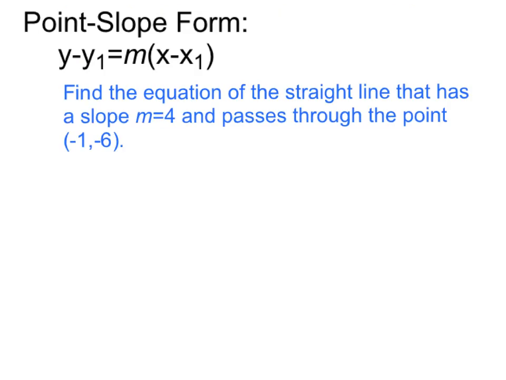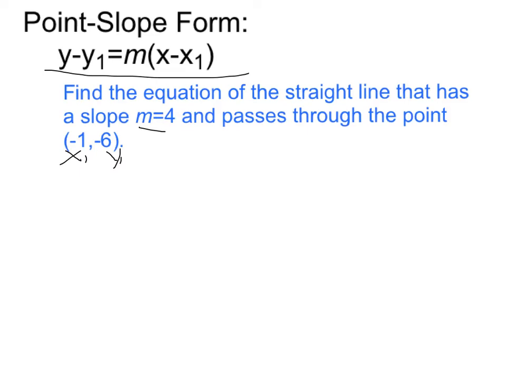Like I said in the last video, the best way I know to explain to you how point slope works is to just give you an example. And this example wants you to find the equation of a straight line that has a slope of m equals 4 and passes through the point (-1, -6). So remember, this is your x1, y1. Your slope, which is m, is 4. You're looking for your slope intercept. So this is just another way of getting it.